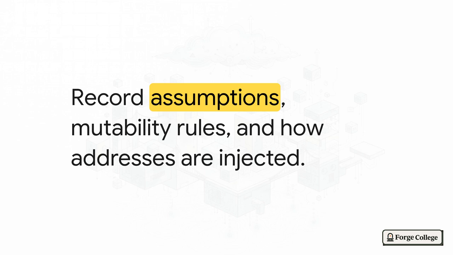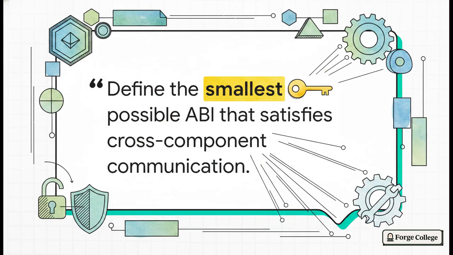This is a crucial, highly professional practice we emphasize heavily in our advanced Forge College programs to help you avoid incredibly painful late-stage rework. If you take away just one core philosophy from this entire explainer, let it be this golden rule right here. Define the smallest possible ABI that satisfies cross-component communication. Honestly, tattoo it on your arm if you have to. Following this guarantees your modular contracts remain cleanly separated, highly secure, and incredibly easy to maintain.